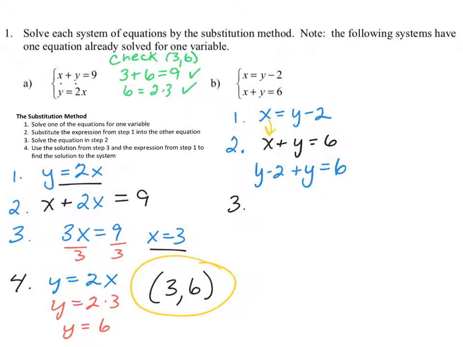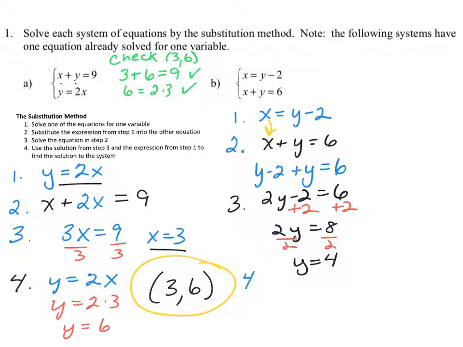We combine like terms to get 2y minus 2 equals 6. Add 2 to both sides. And we get 2y is equal to 8. And then we divide both sides by 2 to get y equals 4. And now we are ready for step number 4.